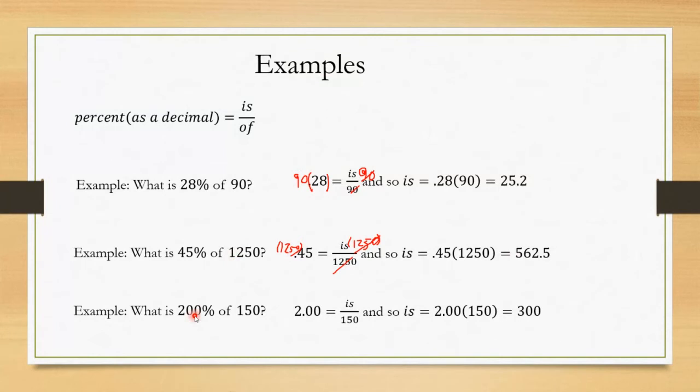Same idea. We don't know what the is. 200% as a decimal, you move the decimal 2 spaces to the left, you get 2. So 2 is over 150. Cross multiply, we get is just 2 times 150, which is 300. Okay.